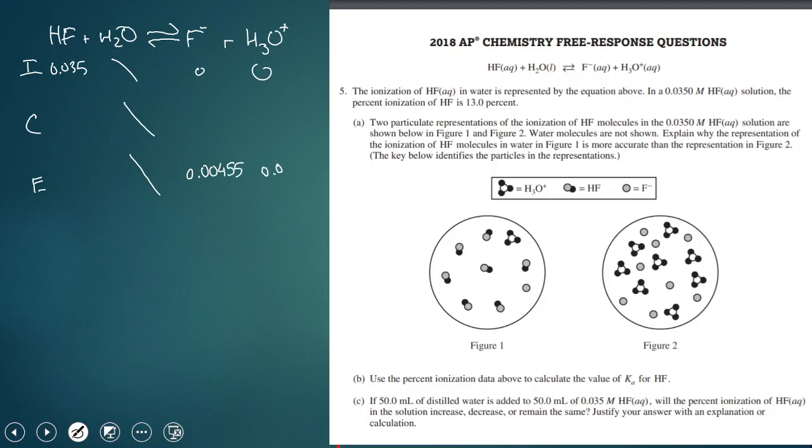This one was only 0.00455. And I said this must have been plus 0.00455 plus 0.00455. In this case, this one must have been minus 0.00455. And thus this final concentration of HF that we get is 0.0304.